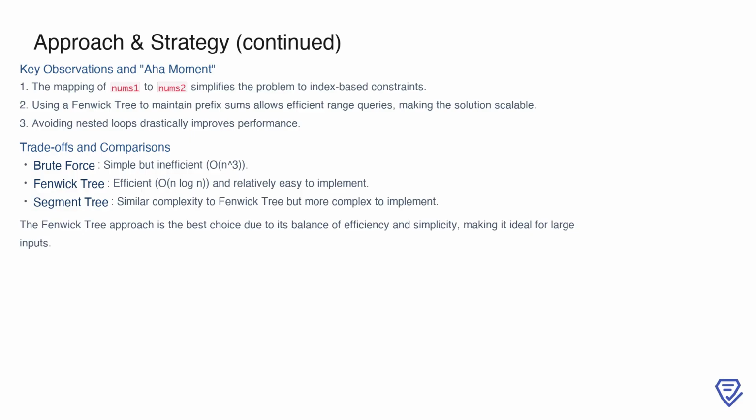When comparing approaches, the brute force method is simple but computationally prohibitive, while the segment tree offers similar complexity to the Fenwick tree but introduces unnecessary implementation complexity. The Fenwick tree strikes the ideal balance by being both efficient and relatively easy to implement, making it the best choice for solving this problem on large inputs effectively.